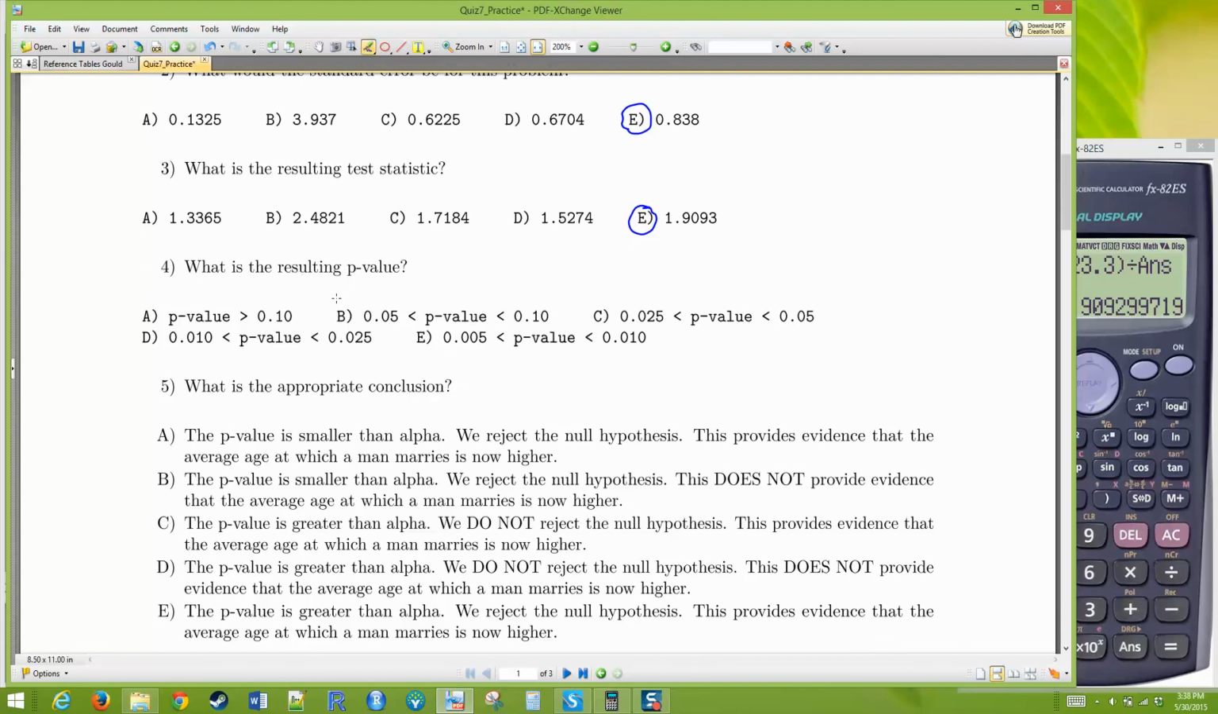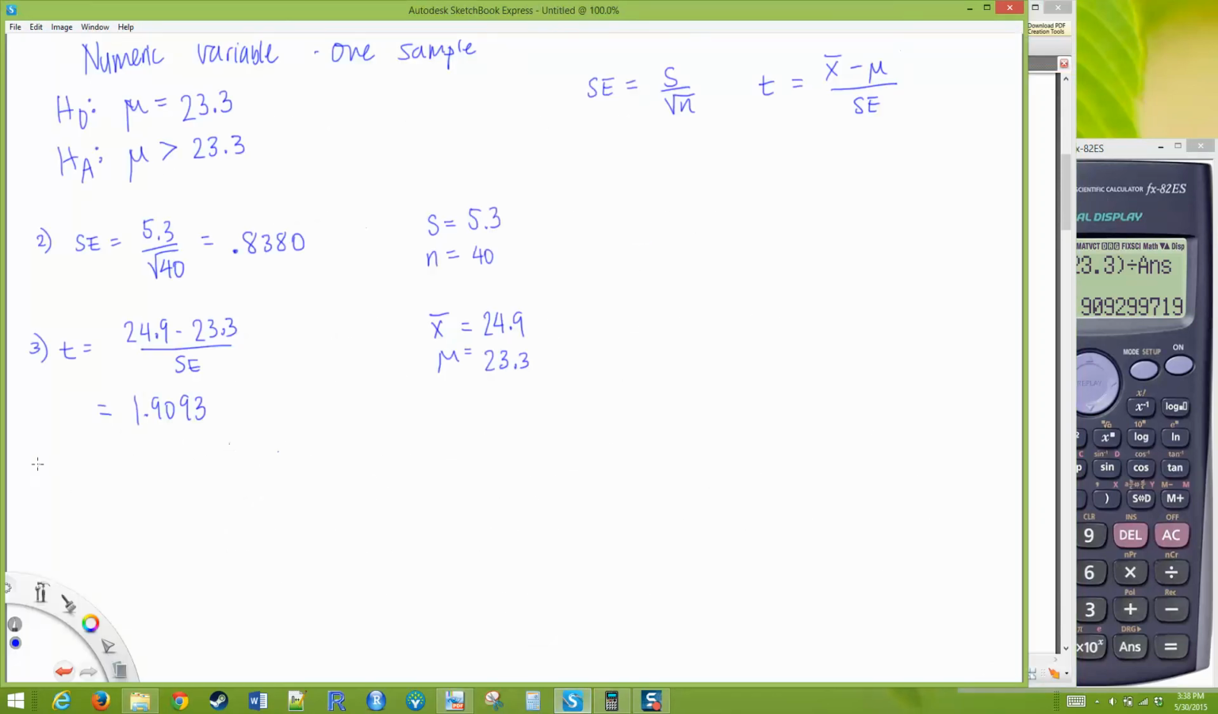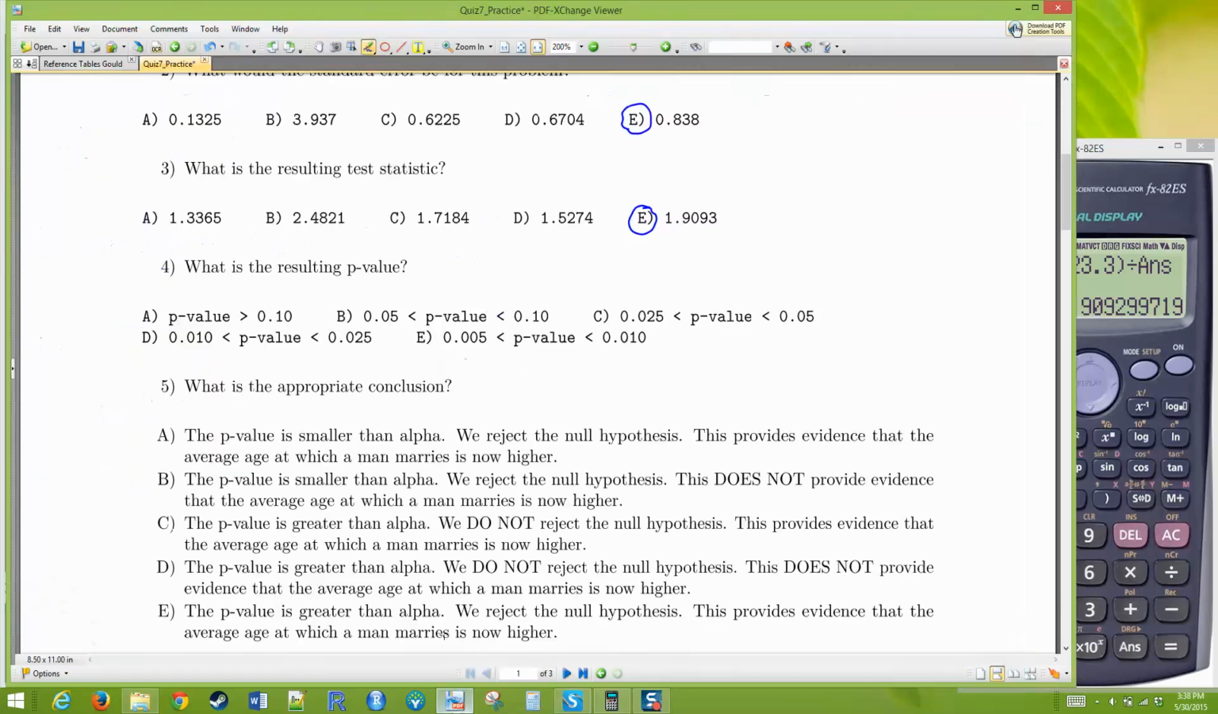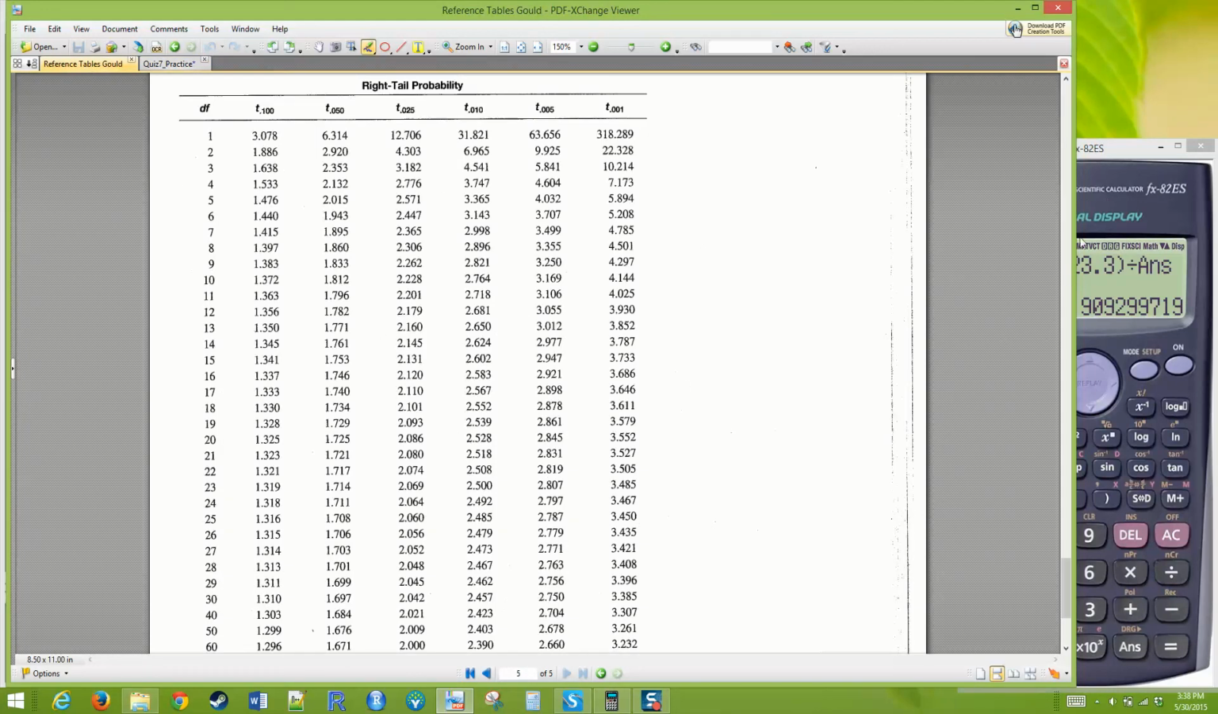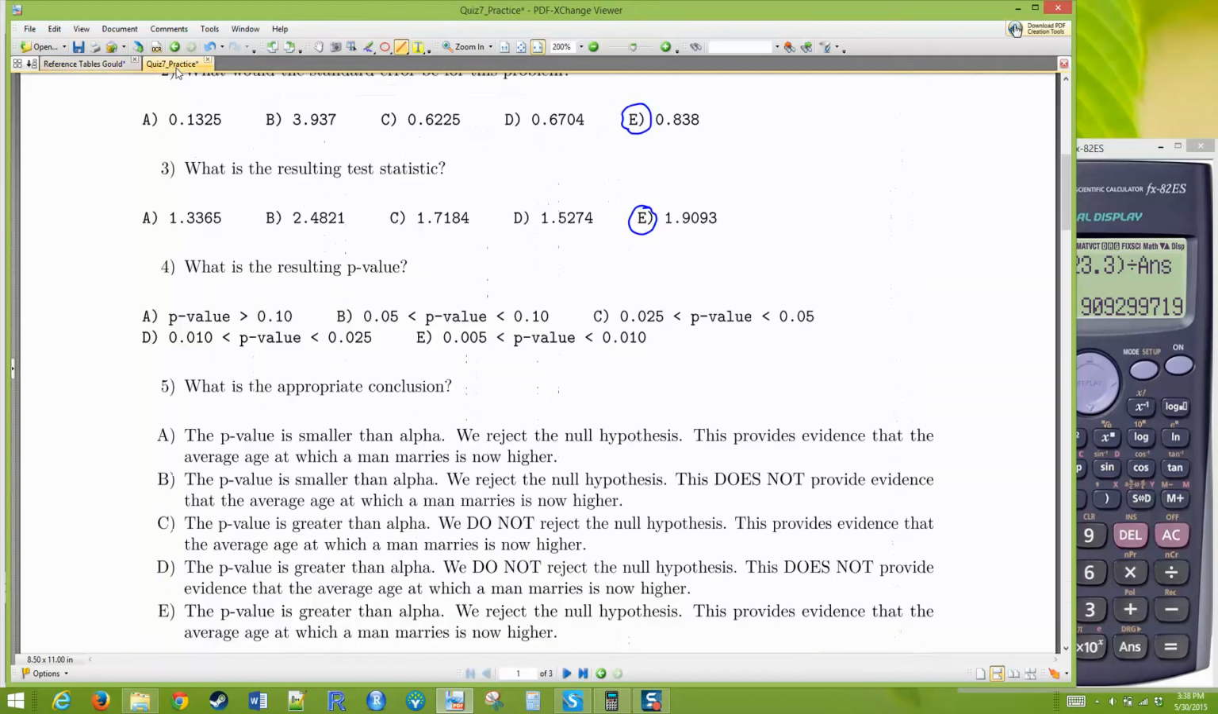Part 4 is asking, what is the resulting p-value? Okay, so to look up our p-value, we have to take our test statistic and look in the t-table. Now, that requires that we have the correct degrees of freedom. So our degrees of freedom is n minus 1. So I'm going to have 40 minus 1, 39 degrees of freedom. So we go to our table, and we're going to look for 39 degrees of freedom, and we don't find that. We see 30 and 40 degrees of freedom. Now technically 39 is closer to 40, but as a safety precaution, we always use the lower number. So we're going to use 30 degrees of freedom.